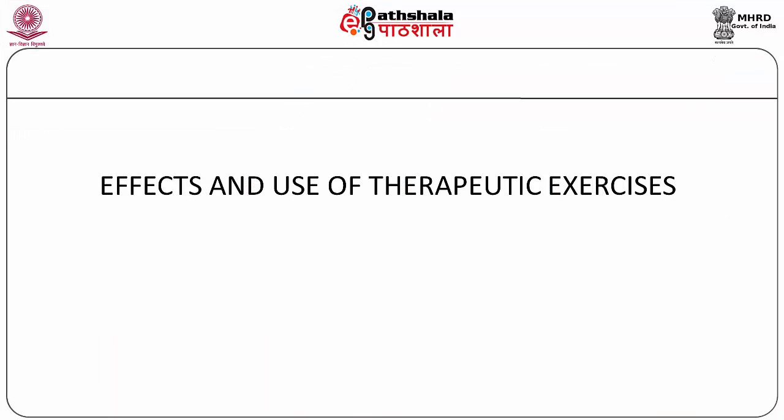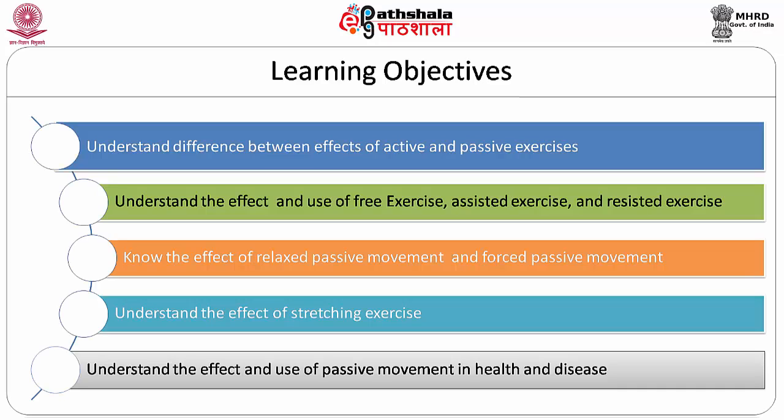The specific learning objectives are: understand the difference between effects of active and passive exercises, understand the effect and use of free exercise, assisted exercise and resisted exercise, know the effects of relaxed passive movement and forced passive movement, understand the effects of stretching exercise, and finally understand the role of passive movement in health and diseases.